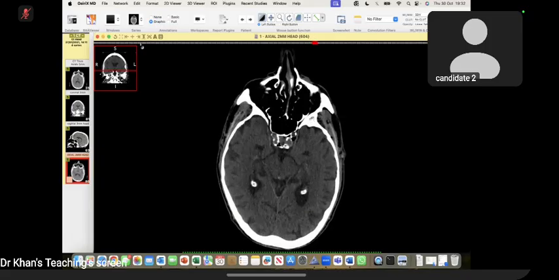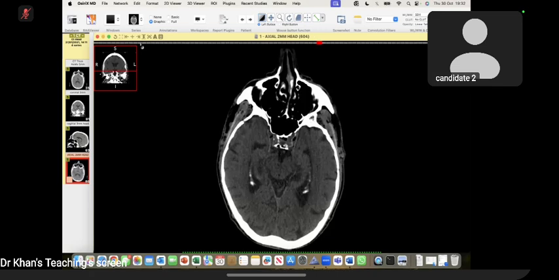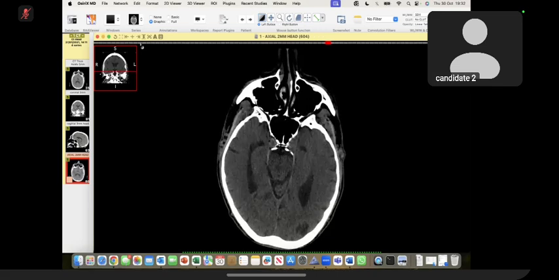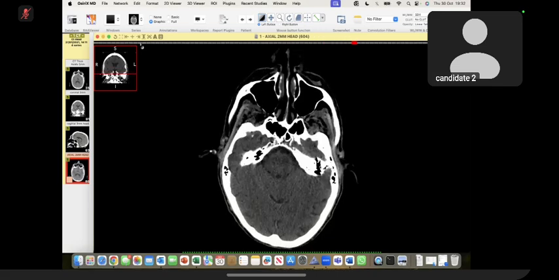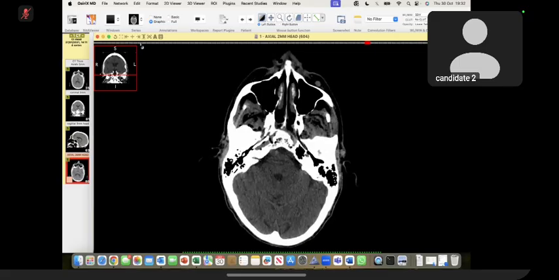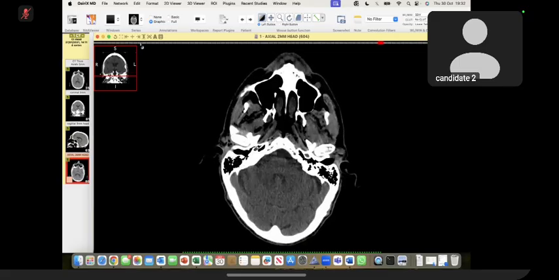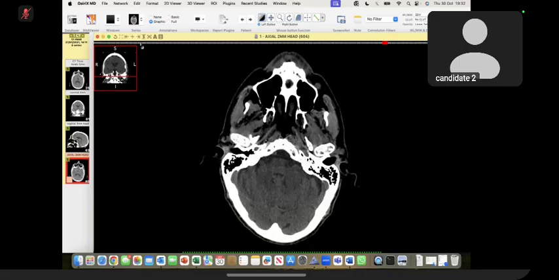The scrolling is stuck. I'm trying to scroll, so scrolling is lagging a bit. I'm still trying to scroll it to the bottom so that I can have a look at all the sequences.